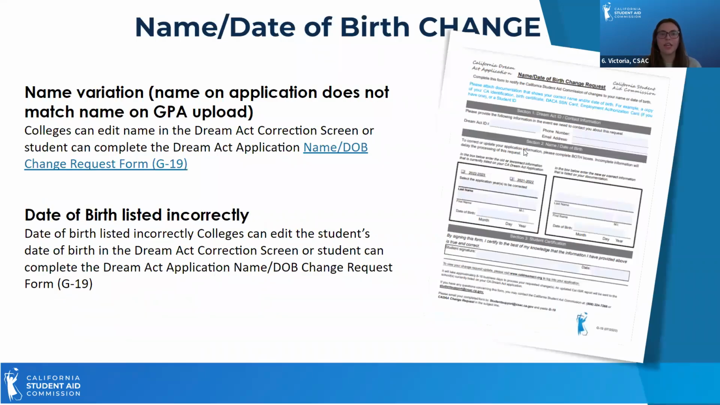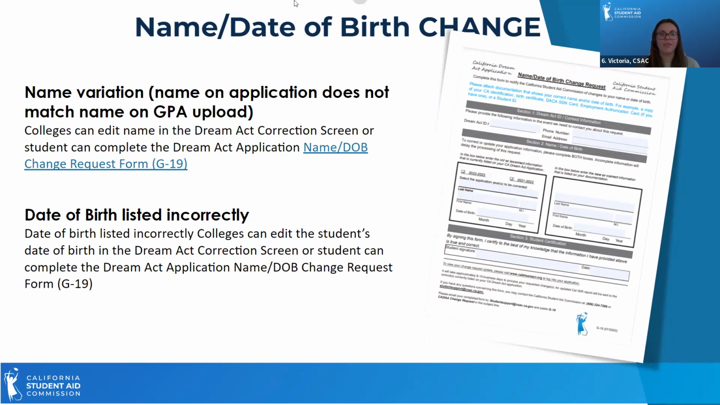All right, so here's the name and date of birth change. If there is that name variation, either the colleges can edit it, they can go into the DREAM Act correction screen in Web Grants. So if you have Web Grants access and you are working with your Dreamer students, then you can complete this. And then the students can actually complete the name, date of birth, change request form. We call it the G19 for short. It's the grant form G19.